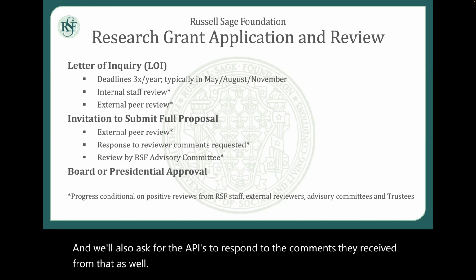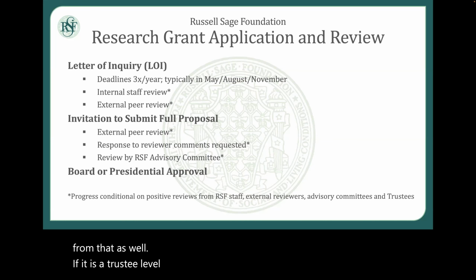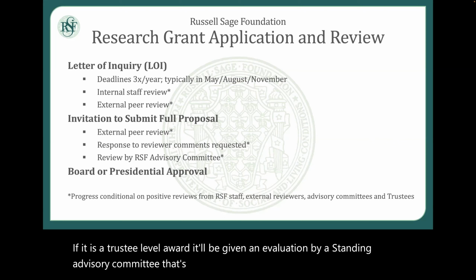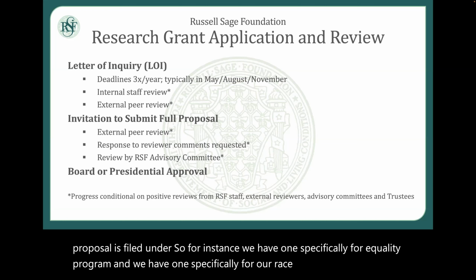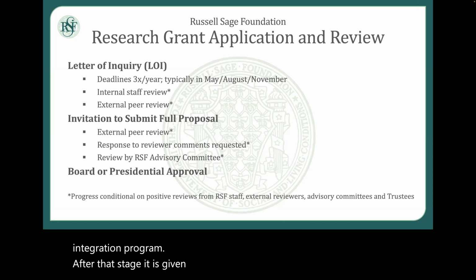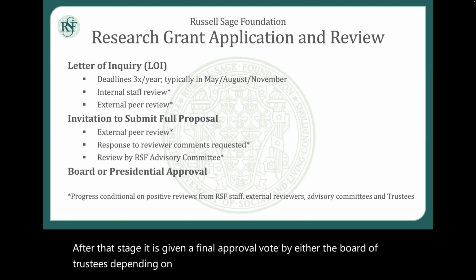If it is a trustee level award, it'll be given an evaluation by a standing advisory committee that's dependent on which program area the proposal is filed under. For instance, we have one specifically for our inequality program, and we have one specifically for our race, ethnicity, and integration program. After that stage, it is given a final approval vote by either the Board of Trustees, depending on the grant request you're asking for, or the president himself.